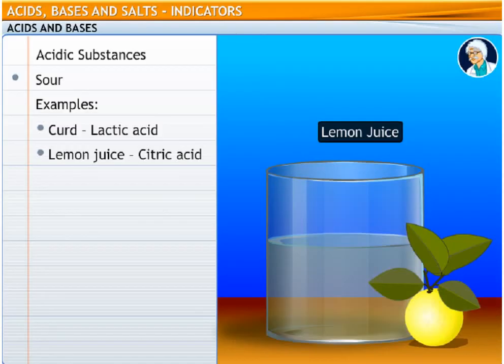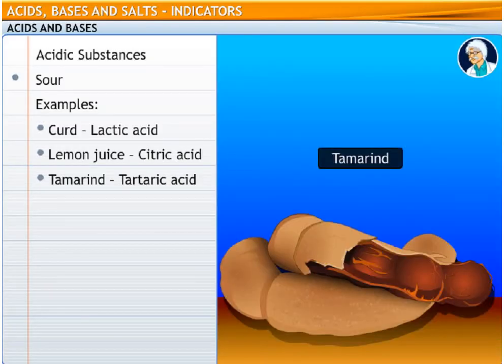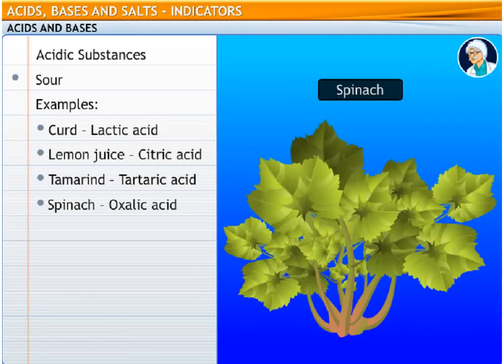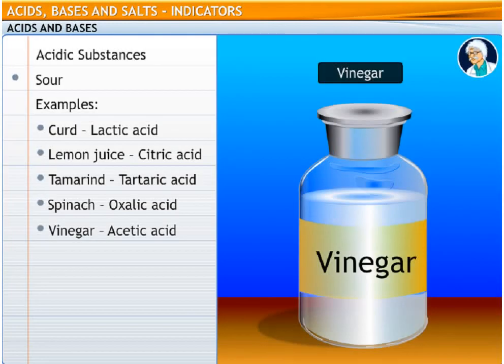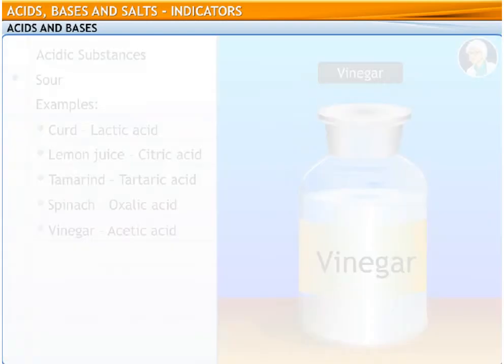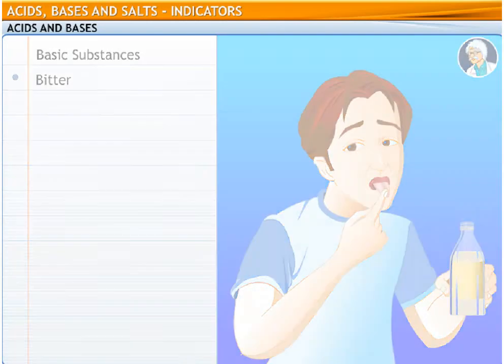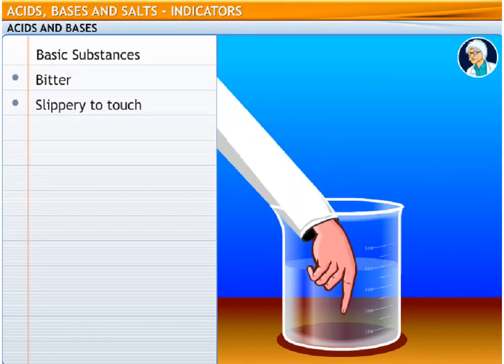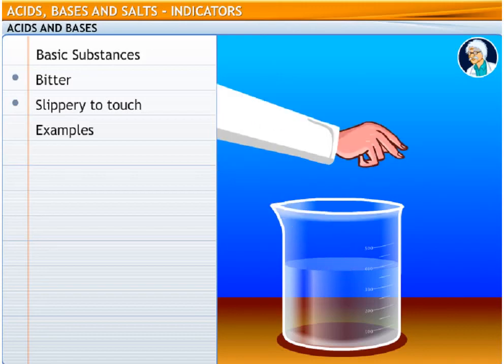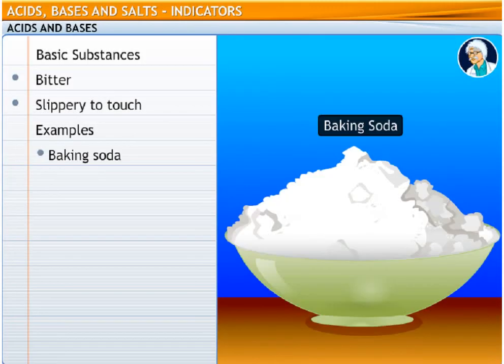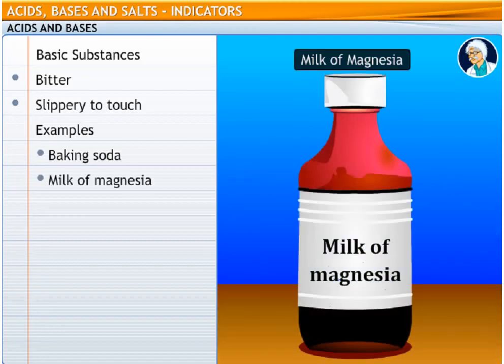lemon juice, tamarind, spinach, and vinegar. These contain natural acids. Basic substances taste bitter and feel slippery to the touch. Some examples are baking soda and milk of magnesia.